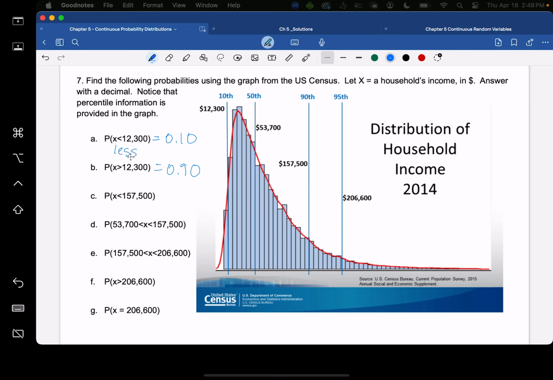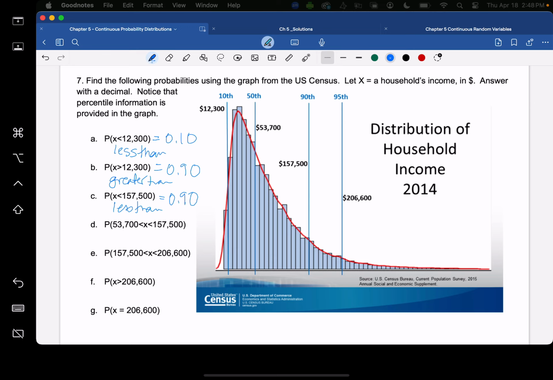And again, if you're bad at this, hopefully you'll start getting better at it. X is less than, X is greater than. Now we're back to less than. What is the probability of a household earning less than $157,500? That one's going to be 90%. 90% of Americans make less than that.